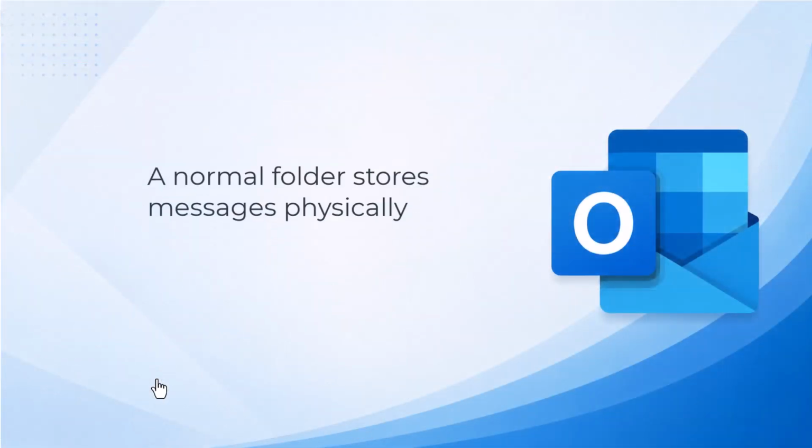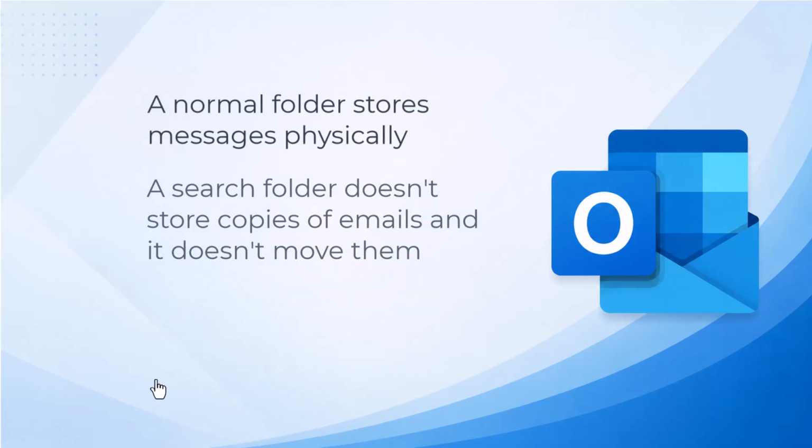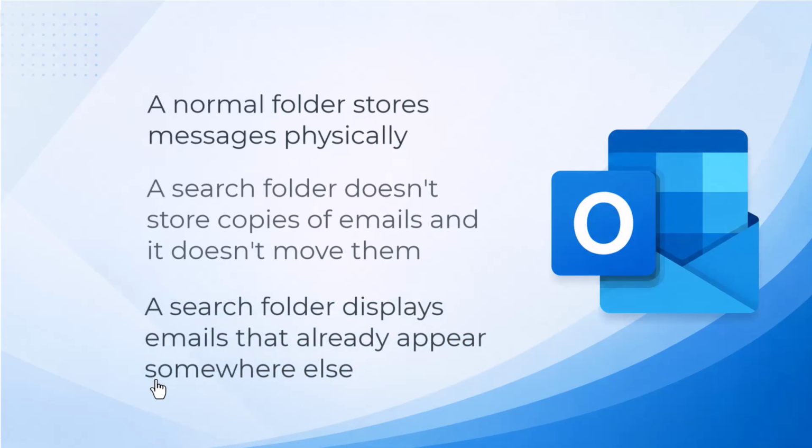So let's start with the key idea. A normal folder stores messages physically, or at least it appears to from the user's point of view. You move an email into it and that's where it lives. A search folder is different. It doesn't store copies of emails and it doesn't move them. Instead, it displays the emails that already exist somewhere else in your mailbox based on rules or search criteria. So think of it as a smart filtered view.